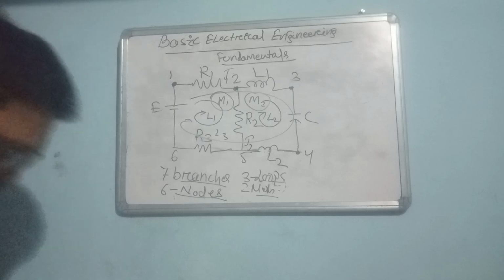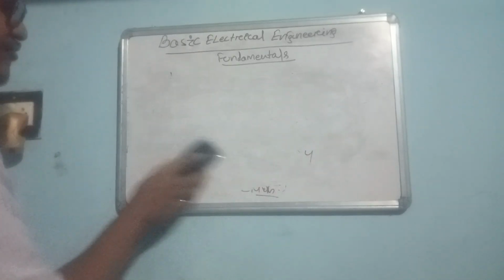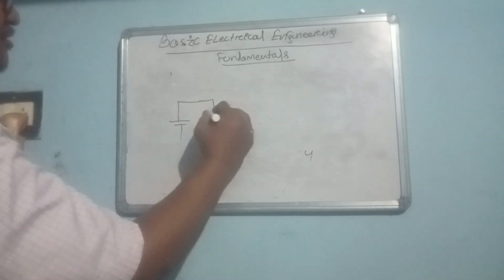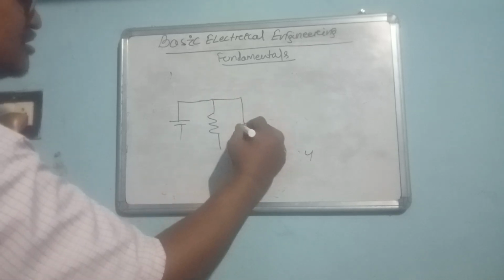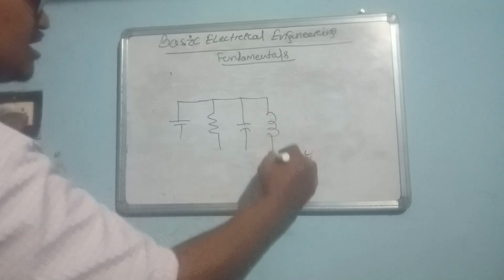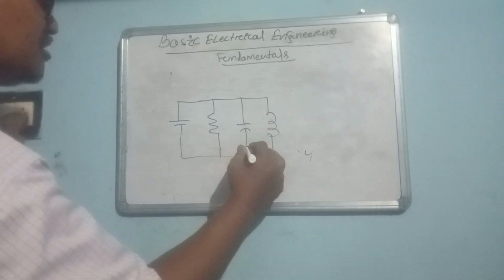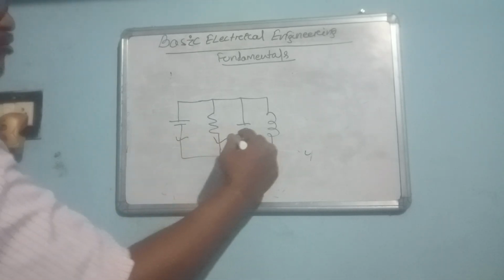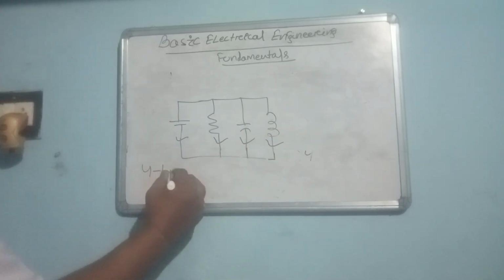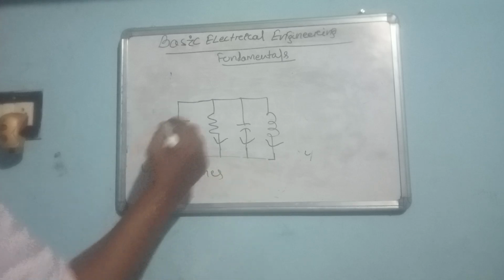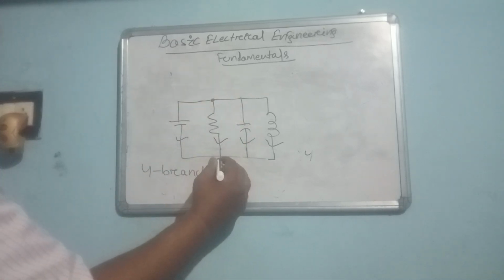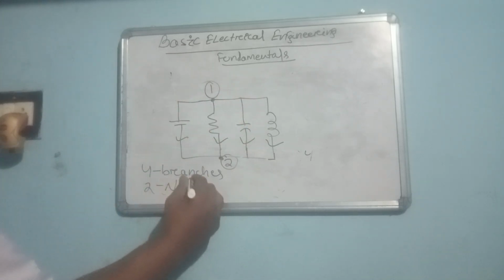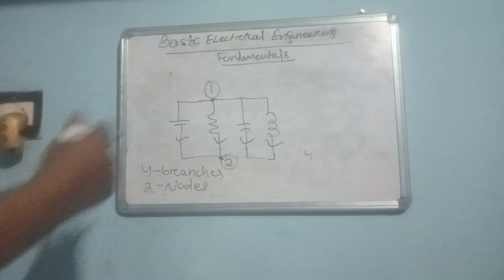However, I will draw another circuit. For example, this is a resistance, this is a capacitance, this is an inductance. In this case, we have 1, 2, 3, 4 branches, but only 2 nodes. What is the difference between these two circuits?